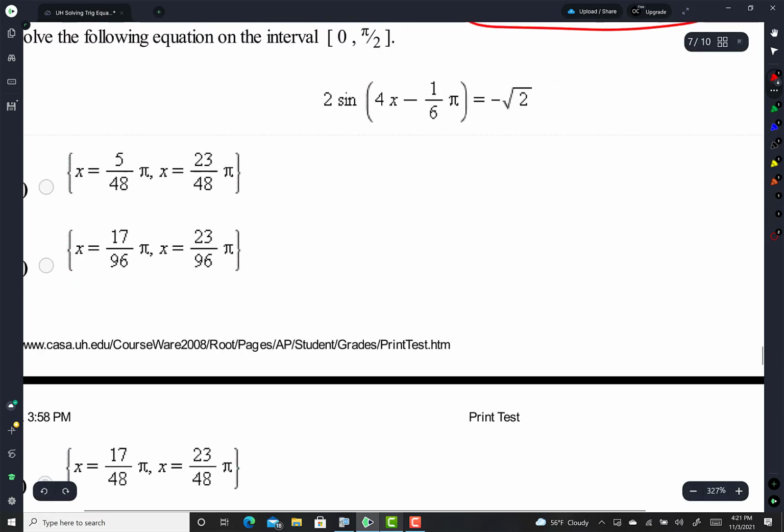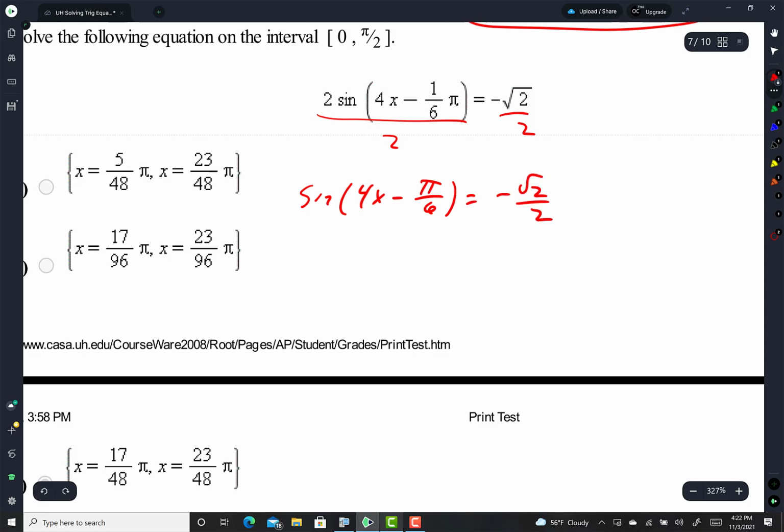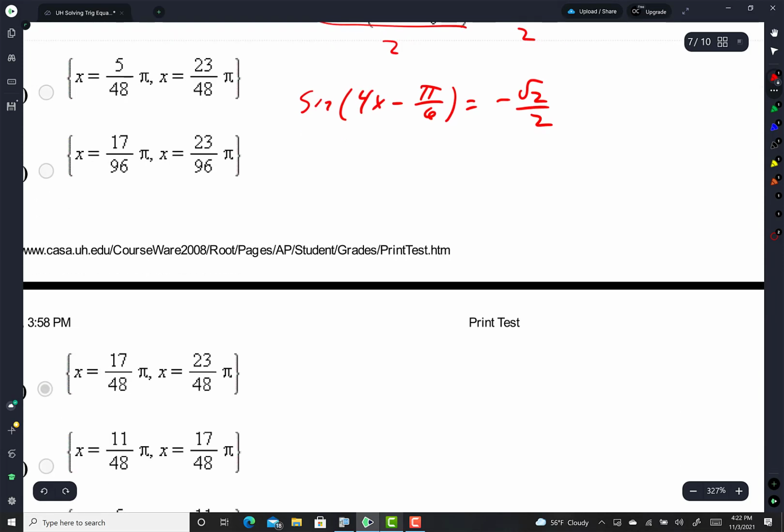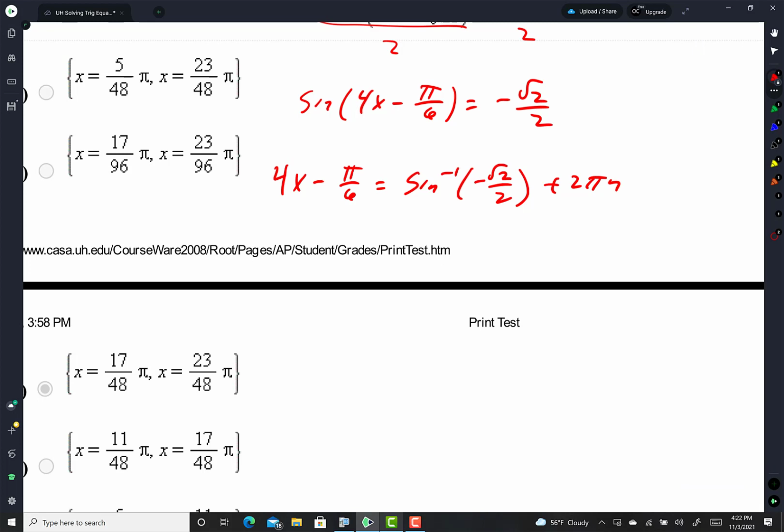So here we go. I'm going to divide by 2, divide by 2. So sine 4x minus pi over 6 equals a negative square root of 2 over 2. I'm going to take the inverse sine. So I'm going to write 4x minus pi over 6 equals arc sine of negative square root of 2 over 2 plus 2 pi n. And you can use your formula here if you want, but I'm going to choose to continue to use my unit circles because these are perfect coordinates. So where are my negative square root of 2 over 2? In quadrant 3 and in quadrant 4.